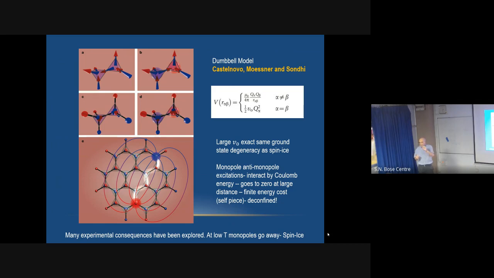But that's not looking at individual ones, it's looking at an ensemble. To my knowledge, I don't know that there's a direct probe of a single monopole or a pair of monopoles and how they interact. Probably not easy. But I may not know.